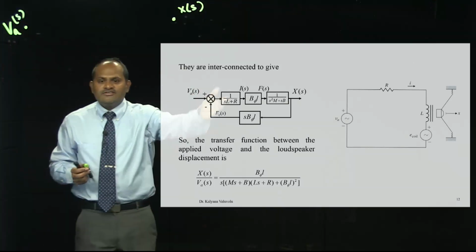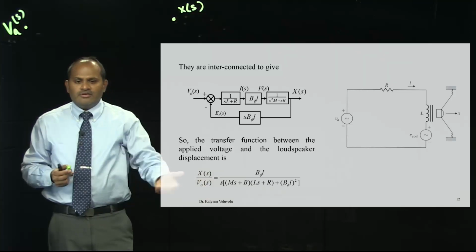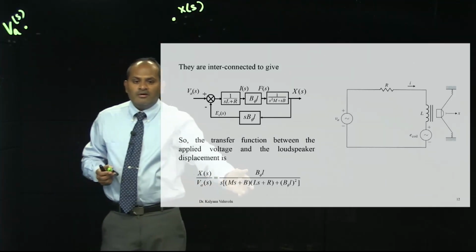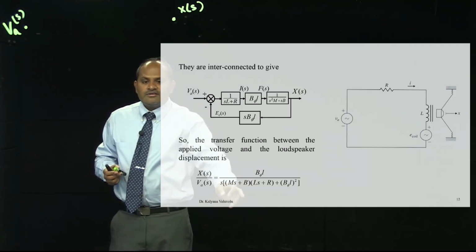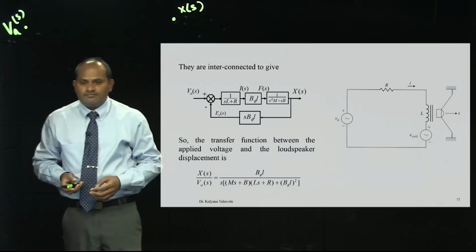Now, we can simplify and solve this closed loop system from the block diagram into a transfer function. I can write x of s by Va of s equal to B phi L by s and so on, into this kind of nice transfer function.